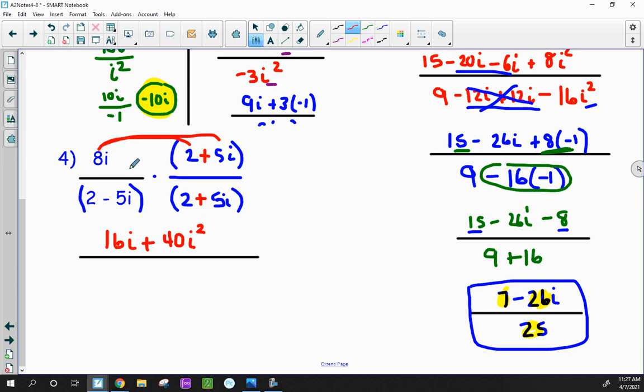Denominator, I see 2 terms here and 2 terms here, so we're going to do FOIL. First would be 2 times 2. Outside is 2 times 5i. Inside is negative 10i. And last is negative times positive is negative, 5 times 5 is 25, and i times i is i squared.